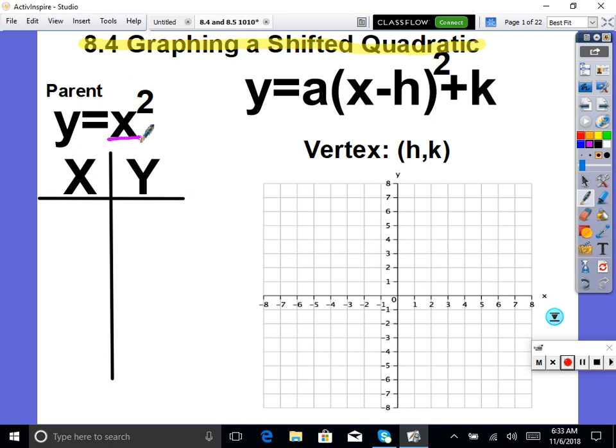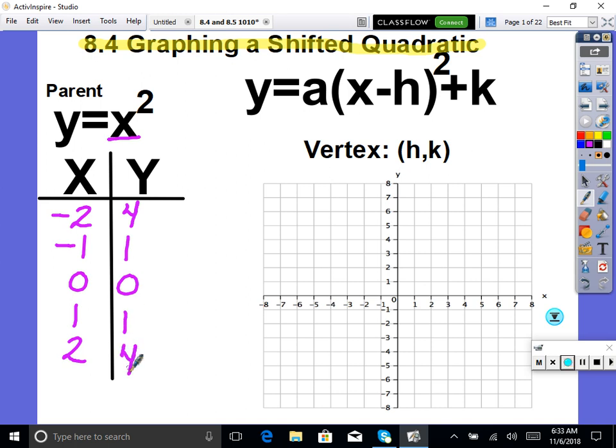There's no shift left and right. There's no shift up and down. Your a is a 1. So, like, just plug in some values. Now, think about it. For a quadratic, we can plug in anything. You need to do at least 5 or 6 points. So, let's plug in -2, -1, 0, 1, and 2. So, -2 squared is 4. -1 squared is 1. 0 squared is 0. 1 squared is 1. 2 squared is 4.